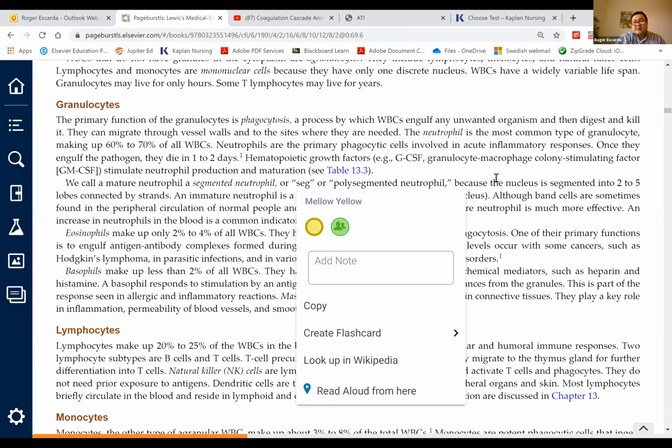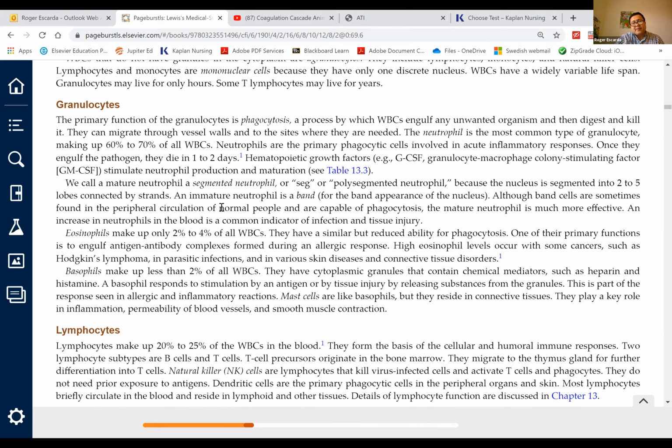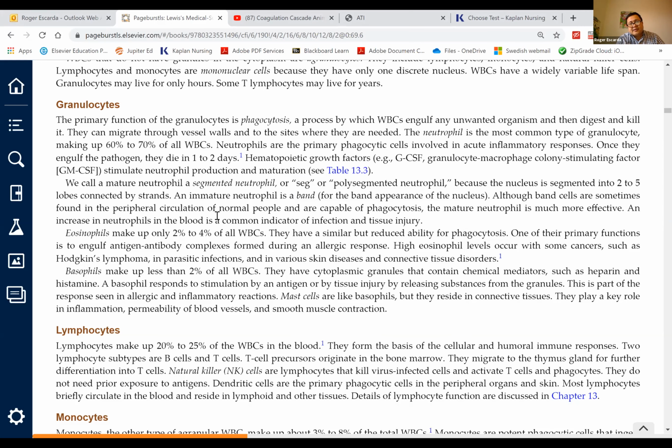mature neutrophils, meaning they're ready for fighting. Bands, however, are immature neutrophils. Usually when your body, or specifically your immune system, is attacked and it's losing the battle, the band neutrophil count starts to increase.